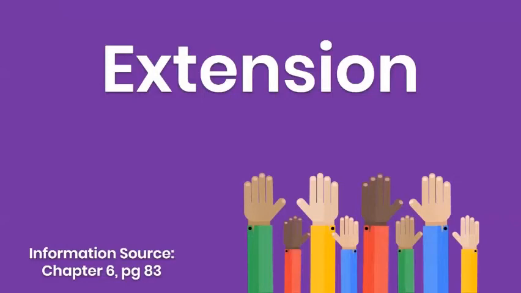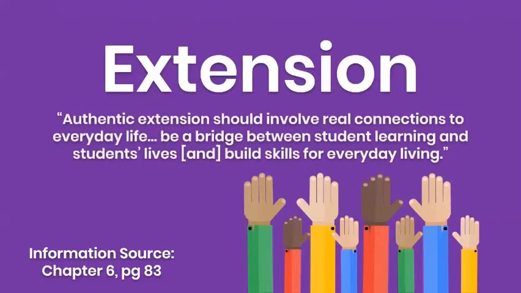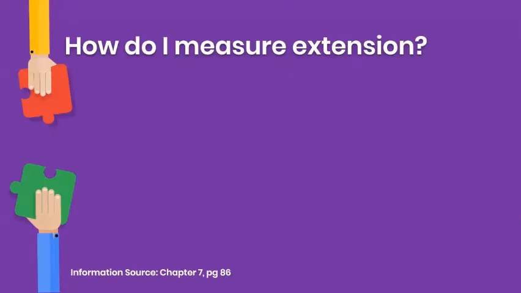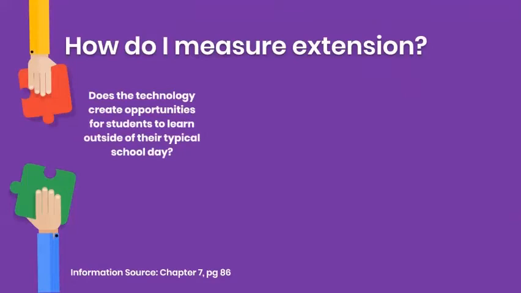The third component of the framework is extension, and it's defined as something that needs to be authentic, involving real connections to everyday life. And essentially, the tool needs to be able to create a bridge between student learning and student lives, and also enhance those skills for everyday living. So how do we measure extension? The first question we look at is, does the technology create opportunities for students to learn outside of their typical school day?